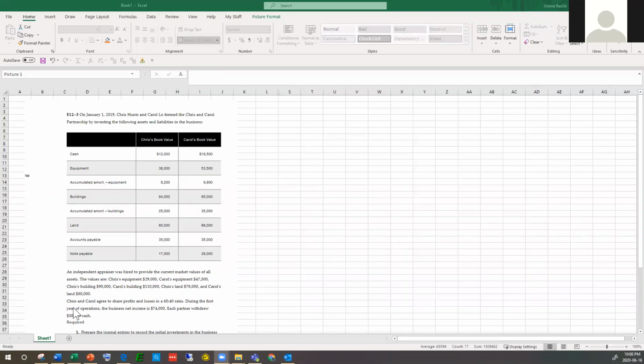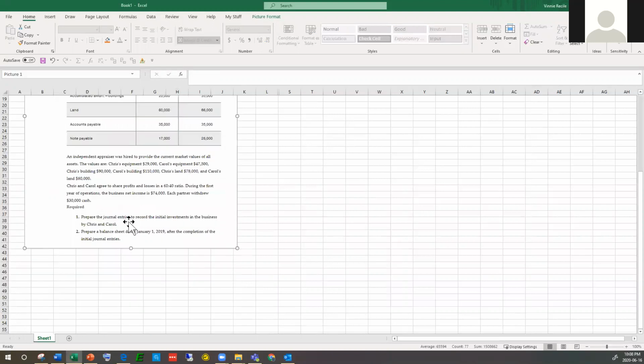Chris and Carol agree to share the profits and losses in the ratio of 60-40, meaning 60% to Chris, 40% to Carol. During the first year of operation, the business's net income is $74,000. Each partner is withdrawing $30,000 in cash. The requirement for this problem is to prepare journal entries to record the initial investments and to prepare a balance sheet after the completion of the initial journal entries.